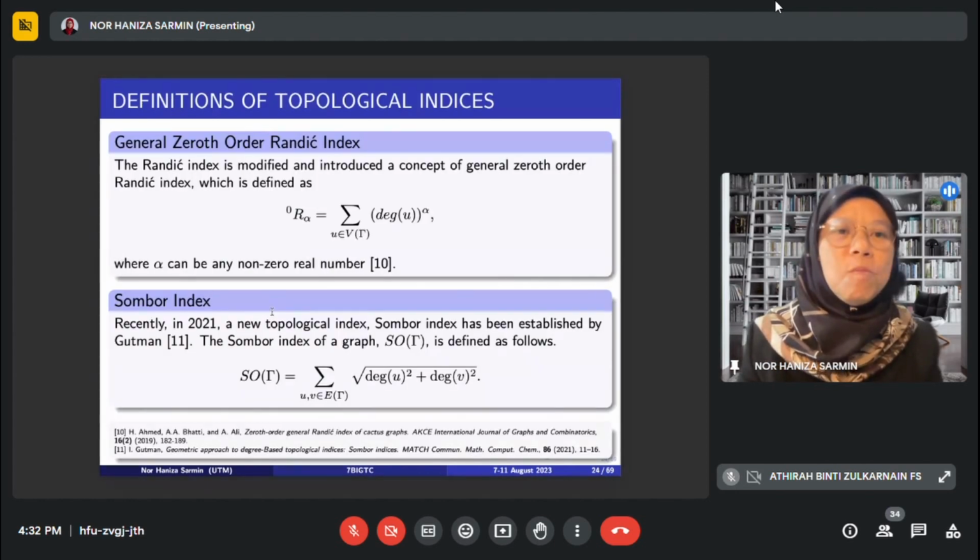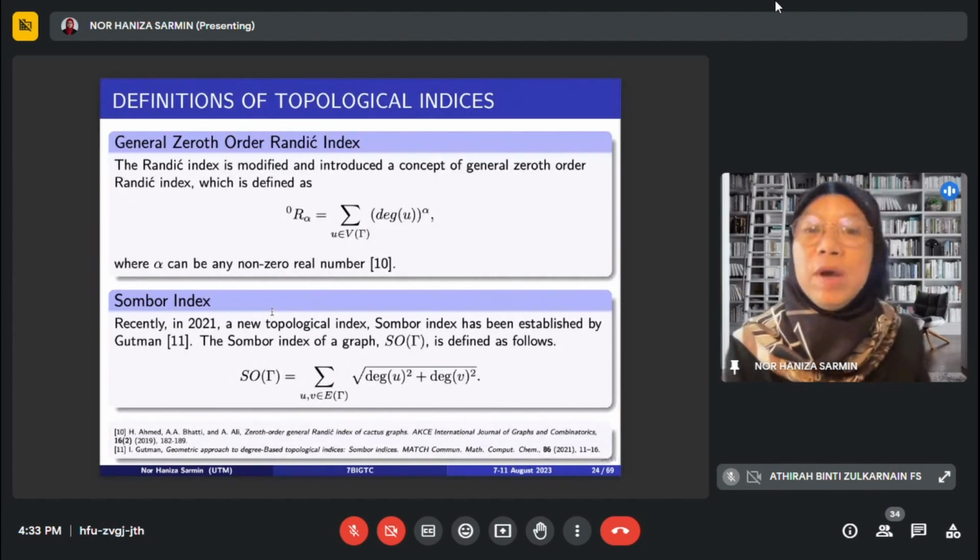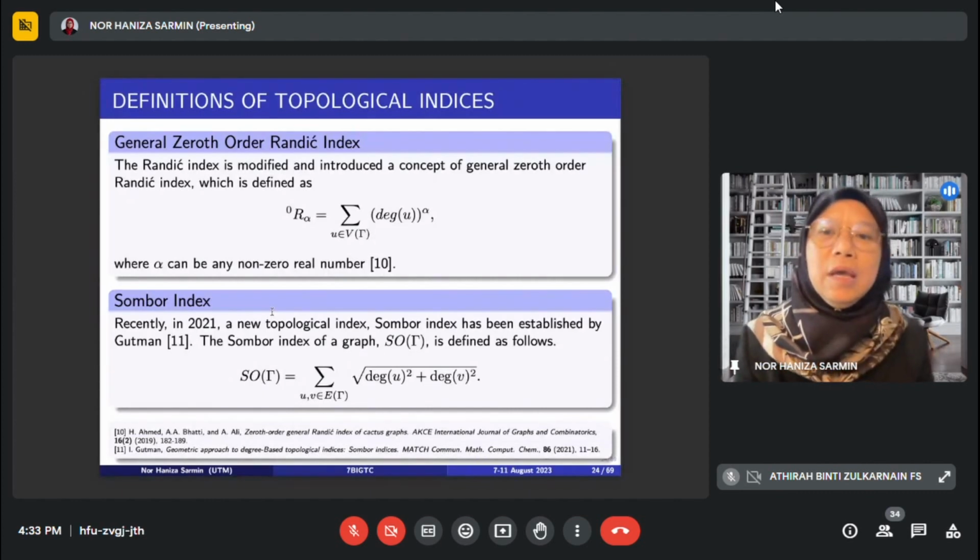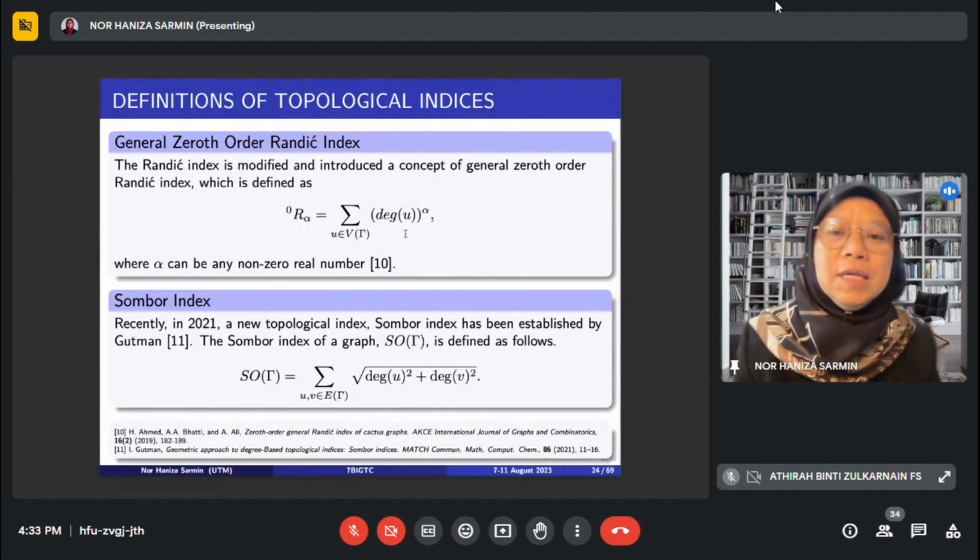The general zeroth order Randic index is modified from the Randic index, and it's defined to be the sum of the degree to the power of alpha. And this alpha can be a non-zero real number. And this index has been introduced by Ahmad et al.